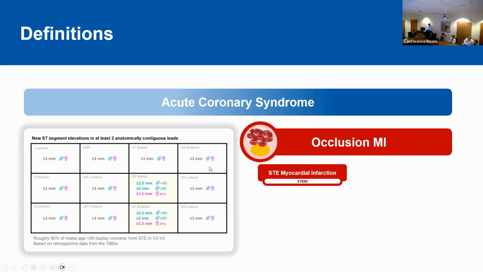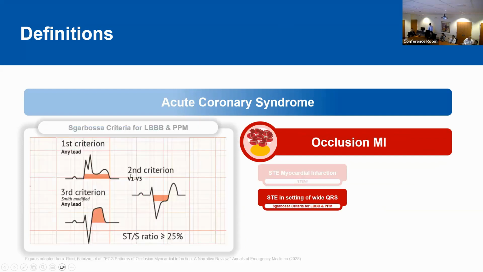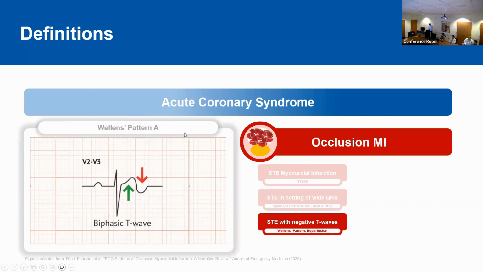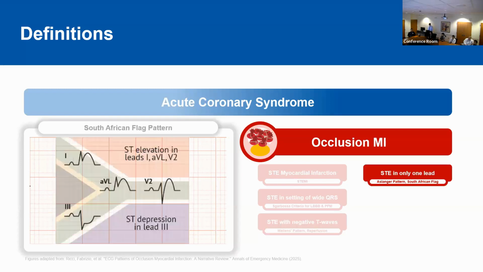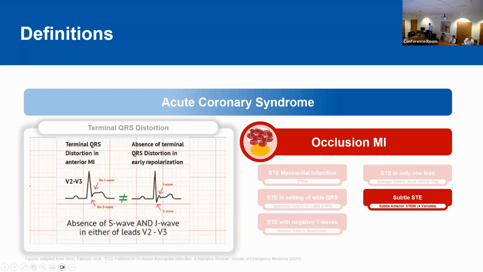So one of them would be our current ST segment elevation criteria, but there might be other things as well. Everybody in this room is quite familiar with the Sgarbossa or Smith-modified Sgarbossa for identifying OMIs in the setting of a left bundle branch block or paced rhythm. There might be times where we just recognize a Wellens pattern. There might be times where there's non-contiguous ST segment elevation that doesn't rule in for formal STEMI criteria, such as that seen in the South African flag pattern or Aslanger pattern.